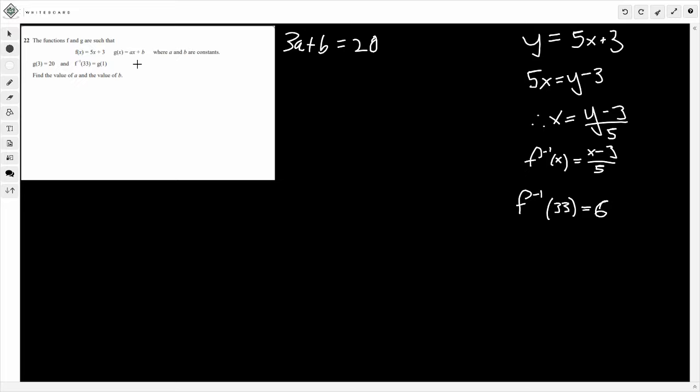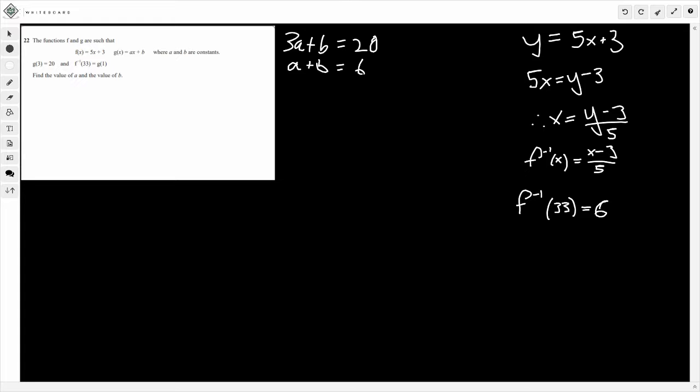So we know f inverse of 33 is 6, but we know that g of 1 is also equal to 6. So what that's telling us is that 1 lot of a plus b is equal to 6. So we've got another equation here, a plus b is equal to 6. Now notice we've got two equations with the same variables, so we've got a simultaneous equation. So we can just solve this now.